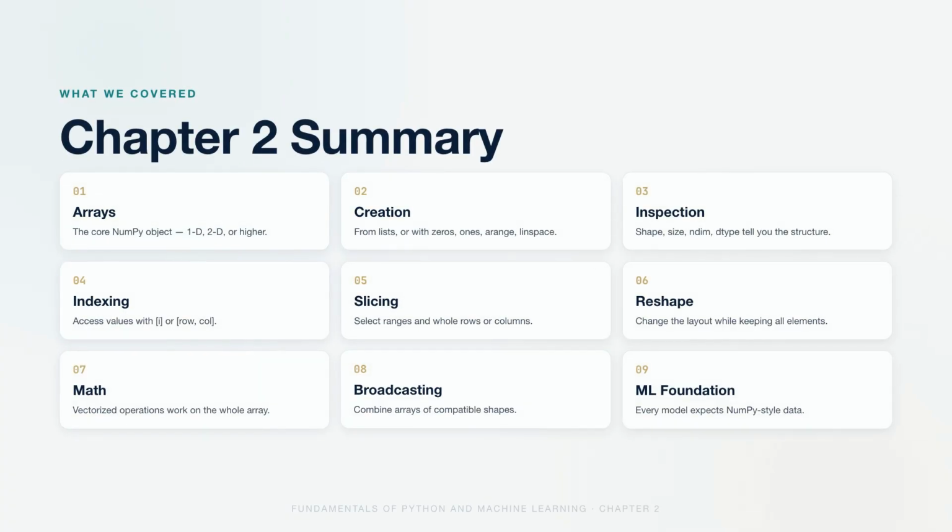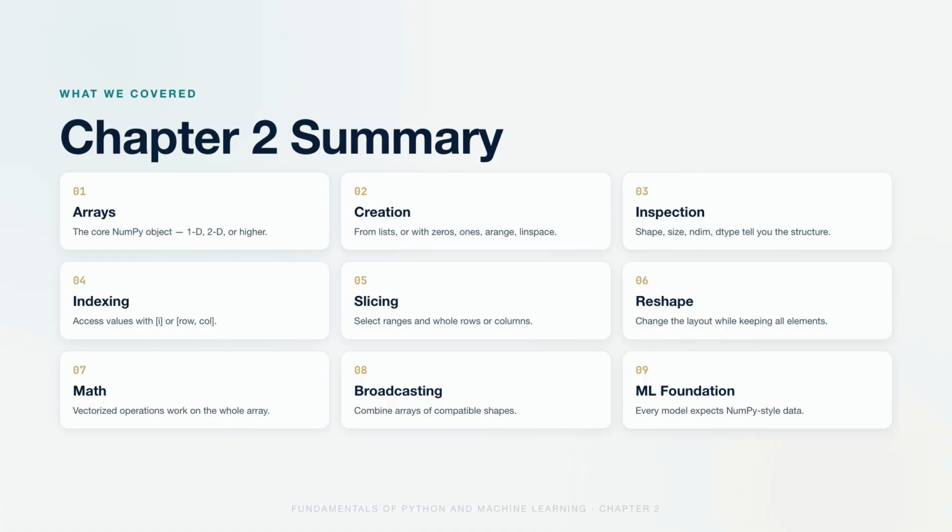Let's summarize what we covered in Chapter 2. NumPy is a Python library used for numerical computing. The main object in NumPy is the array. Arrays can be one-dimensional, two-dimensional, or even higher dimensional. We can create arrays from Python lists or using NumPy functions such as zeros, ones, arange, or even linspace. We can inspect arrays by checking their shape, size, number of dimensions, and data types.